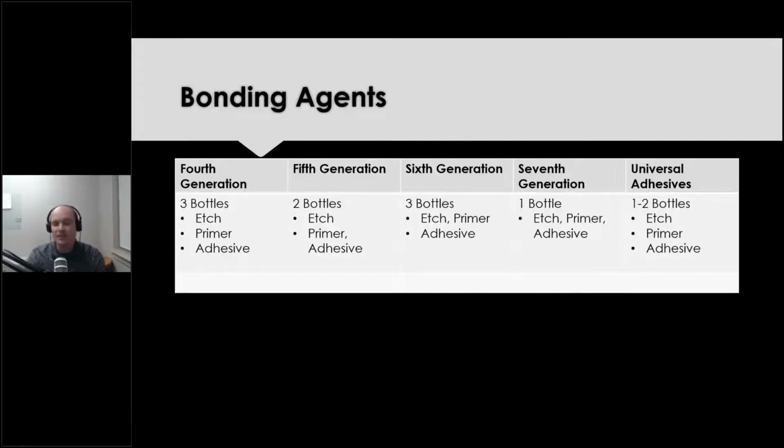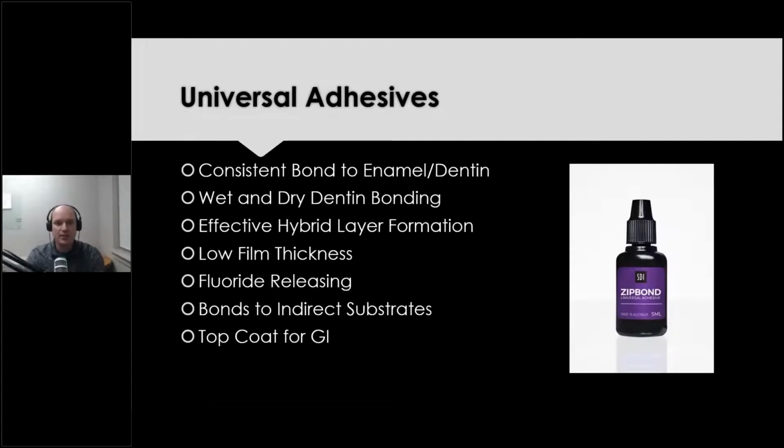We started using universal adhesive at my office now. I do use Zip Bond right now. It's really nice because it gives you a consistent bond to the enamel and dentin. I'll show you the pictures here. You can get wet and dry bonding. We know that we want to have moist dentin, and sometimes the assistant might dry everything too much, but you're going to get consistent results. We know the moisture, if we leave that in the dentin, is going to pull in part of the bonding agent and increase the amount of tags for the mechanical retention you get. It forms a hybrid layer, very low film thickness.